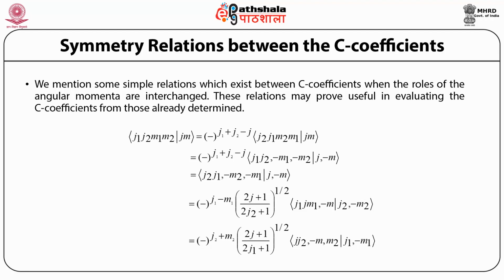Now, ⟨j1 j2 m1 m2 | jm⟩ equals (−1)^(j1+j2−j) times ⟨j2 j1 m2 m1 | jm⟩, which is equal to (−1)^(j1+j2−j) times ⟨j1 j2 −m1 −m2 | j −m⟩, which is again equal to ⟨j2 j1 −m2 −m1 | j −m⟩, equal to (−1)^(j1−m1) times ((2j+1)/(2j2+1))^(1/2) times ⟨j1 m1 j −m | j2 −m2⟩, which is equal to (−1)^(j2+m2) times ((2j+1)/(2j1+1))^(1/2) times ⟨j2 −m2 j m | j1 −m1⟩.